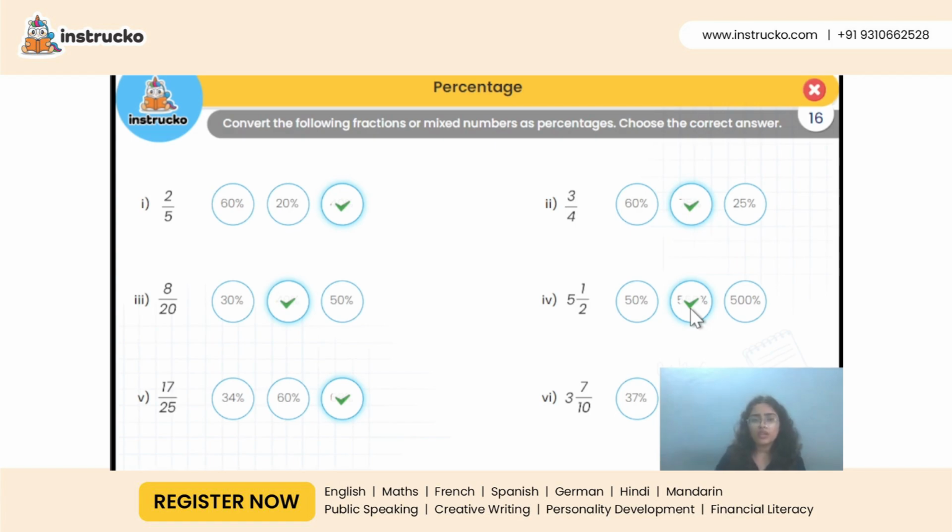Okay. Quickly, we'll do the last one. Try to solve this one. 3 whole 7 by 10 into a normal fraction is 37 by 10. Quickly try to convert this fraction into a percentage. The right answer should be 370%. If you got that right, congratulations. And if you did not, it's completely fine. Follow the same steps and you will get it.